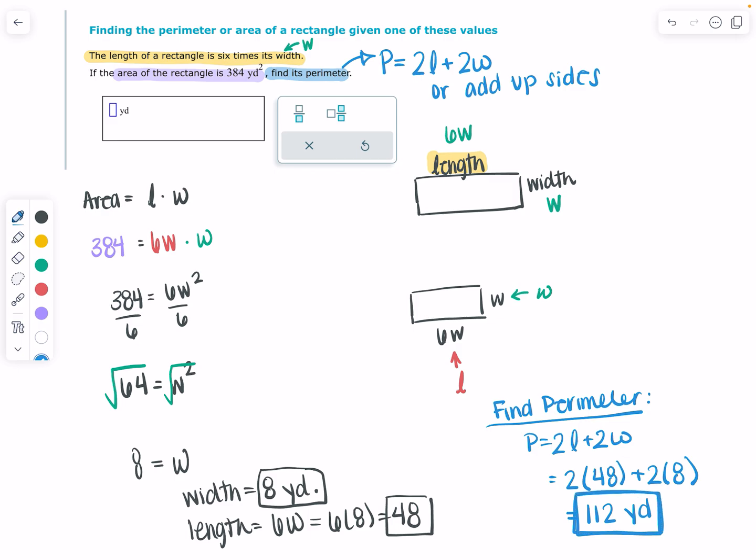So this is a good question because it asks you several different things, and then it asks you to do something with the solutions that you found. Hopefully this video helps you in your 2.4 to 2.6 module.